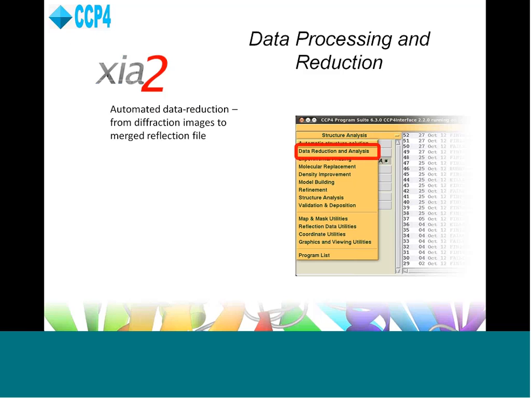Other than that, we've got the latest version of ZIA 2, the automated data reduction software, which is designed to automatically process X-ray images and go right through to generating merged reflection files suitable for phasing. We use it sometimes at our workshops, and in many cases we find that for reasonable data it will do a better job than what the students are capable of doing by hand.